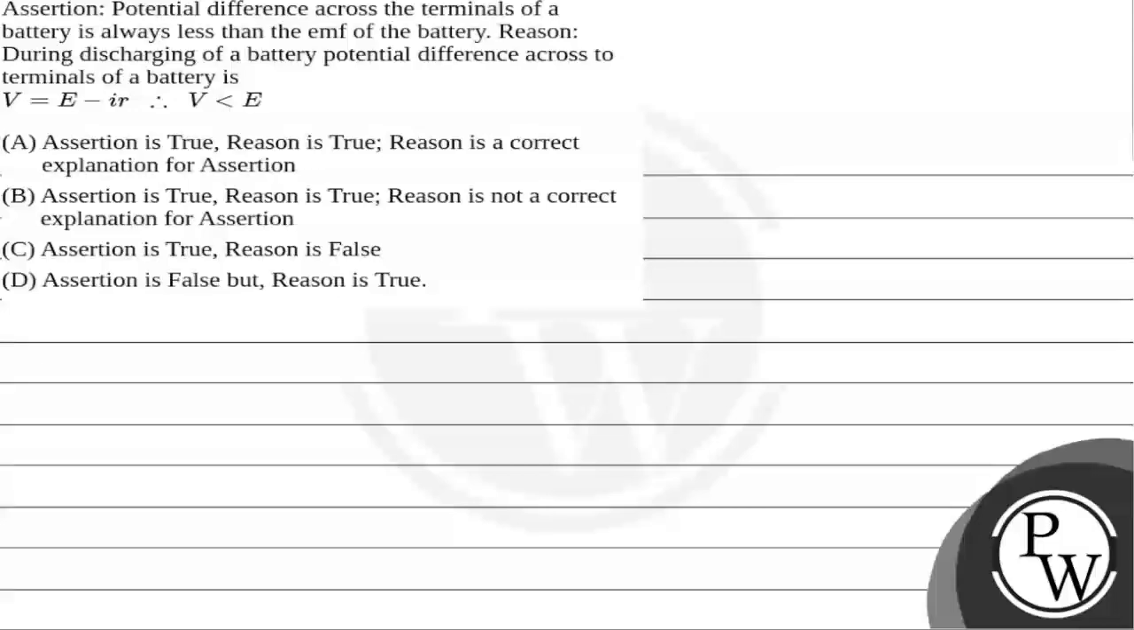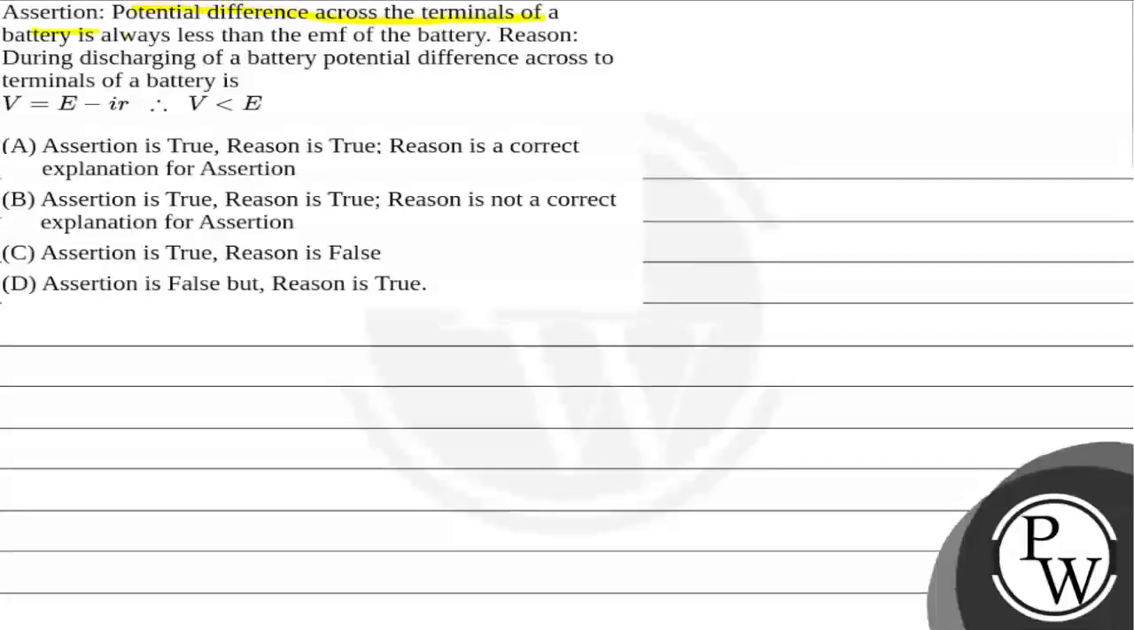Hello, Achu. This question says: Assertion: potential difference across the terminals of a battery is always less than the EMF of the battery. Reason: during discharging of a battery, potential difference across two terminals of a battery is V equals E minus IR, where V is less than E.